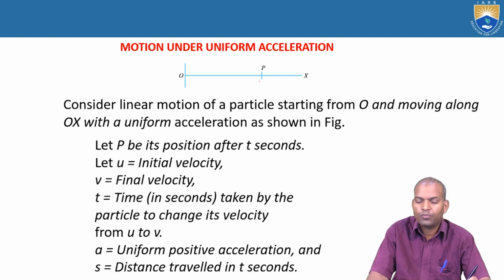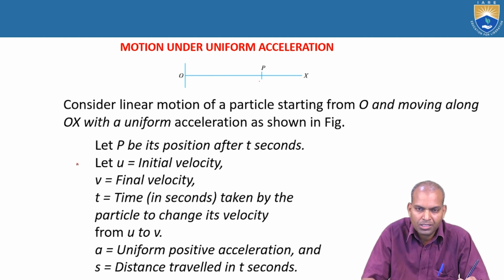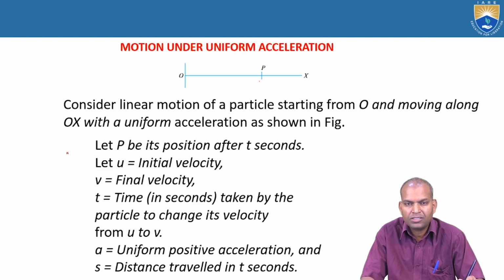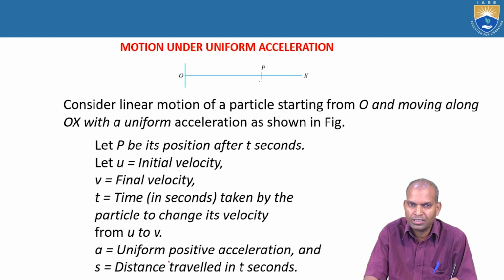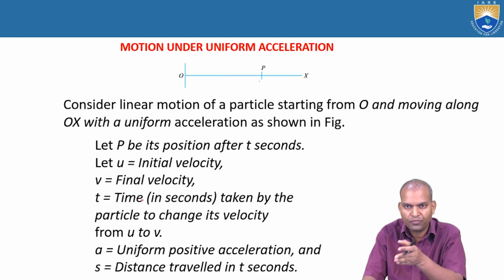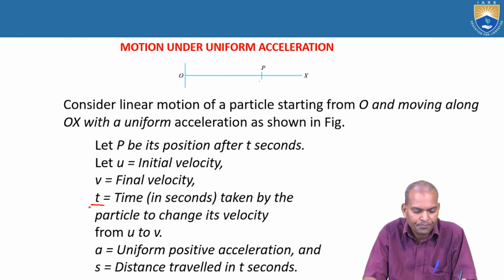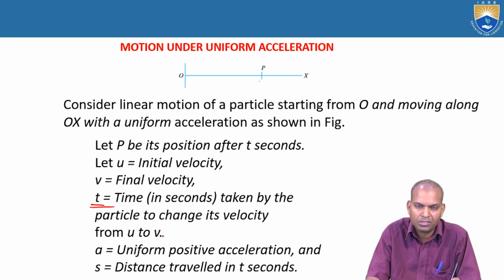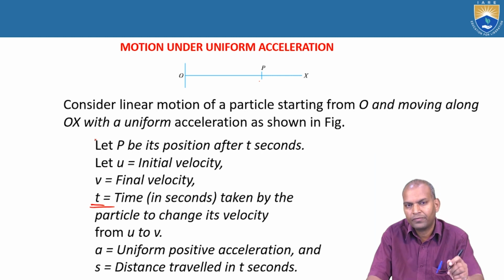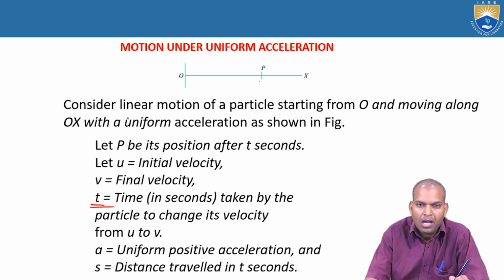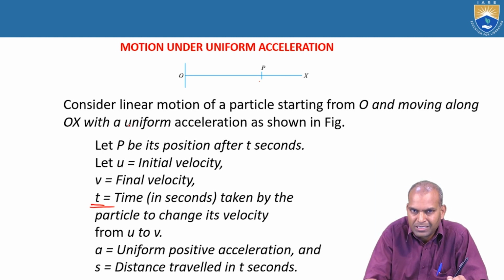P is the position after t seconds. Let u be the initial velocity, v be the final velocity, s be the distance traveled, and a be the uniform positive acceleration. Uniform negative acceleration is nothing but a retardation. The time t is taken by the particle to change its velocity from u to v, from initial velocity to final velocity. The unit for time is seconds, the unit for initial velocity is meter per second, the unit for final velocity is also meter per second, and the unit for acceleration is meter per second square.